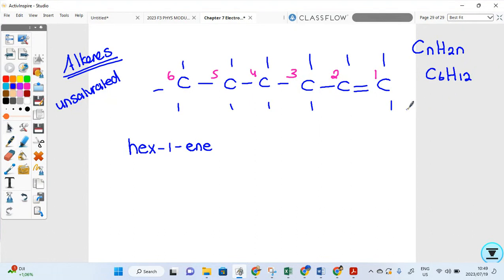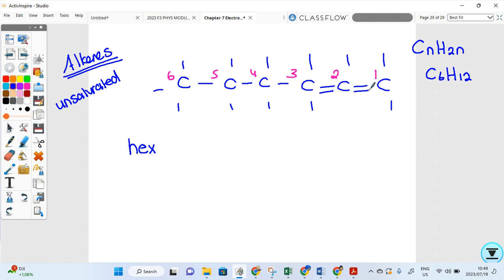Now, if I had another double bond there, what would the name now be? Is it still hex? Yeah. No. It's still six carbons, so it's still hex. But one now, carbon. What must I do?